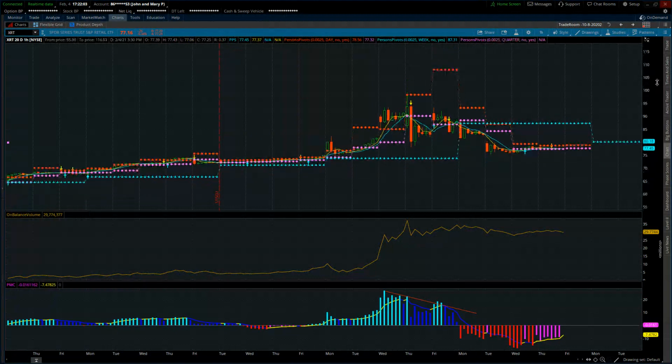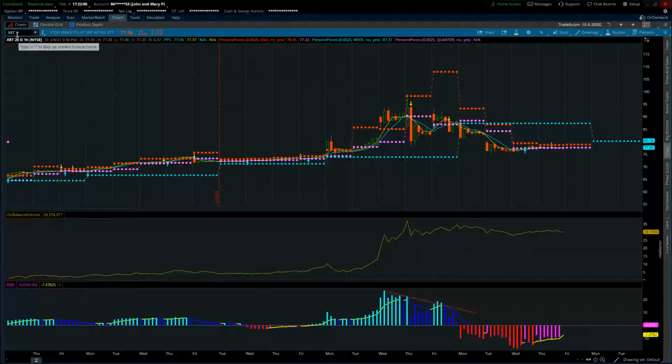Anyway, what I was saying is that if anyone thinks that this thing is going to continue to blast off, XRT, the people running the fund, the top 10 holdings of XRT as of last week was AMC and GameStop.